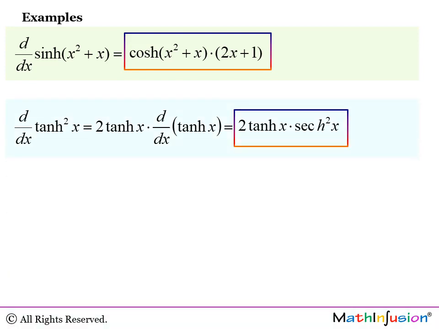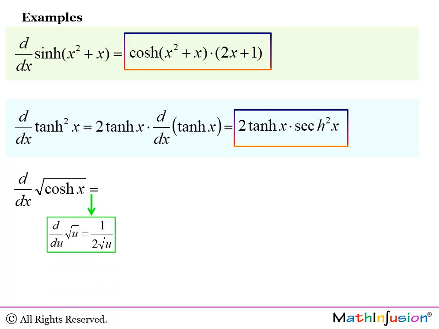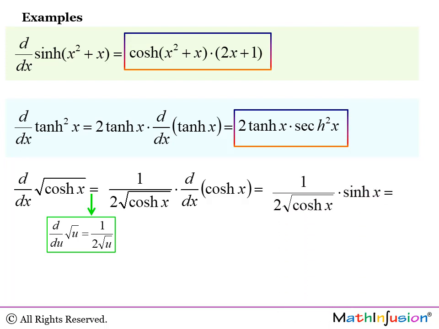Another example. Let's differentiate the square root of cosine hyperbolic x. Please recall the derivative of square root of u is 1 over 2 times square root of u. The outer function is the square root function, so we get 1 over 2 times square root of cosine hyperbolic x, but by the chain rule we also have to multiply by the derivative of the inner function, and we get this.